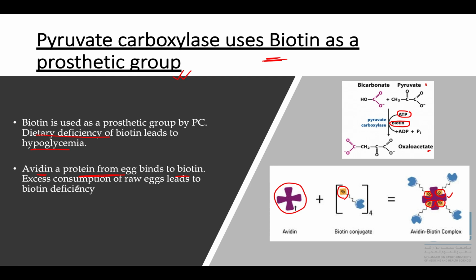So eating or excess consumption of raw eggs leads to biotin deficiency, which may lead to hypoglycemia. Eating raw eggs is always unadvisable, and the reason is avidin in eggs will quench biotin, and since biotin is one of the key prosthetic groups for pyruvate carboxylase, it will interfere with the process of gluconeogenesis. As a result, the person will have low levels of blood glucose, or hypoglycemia.